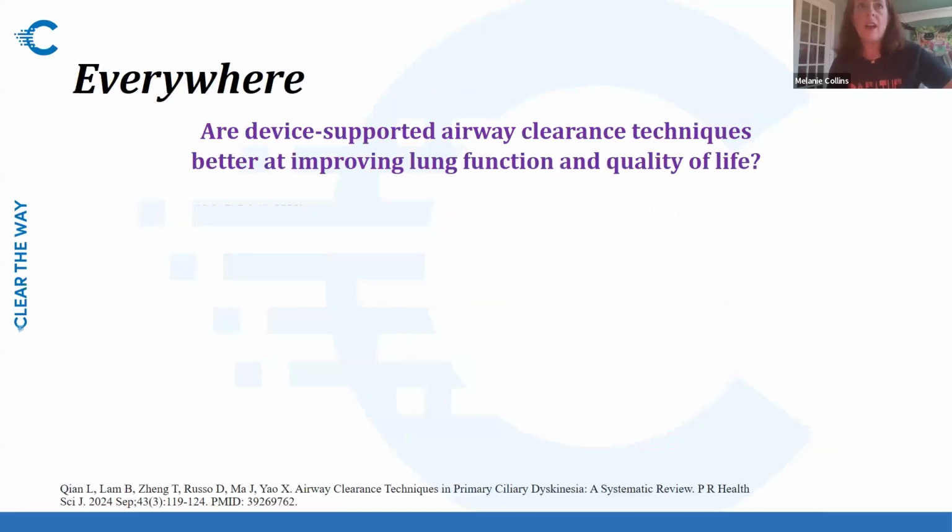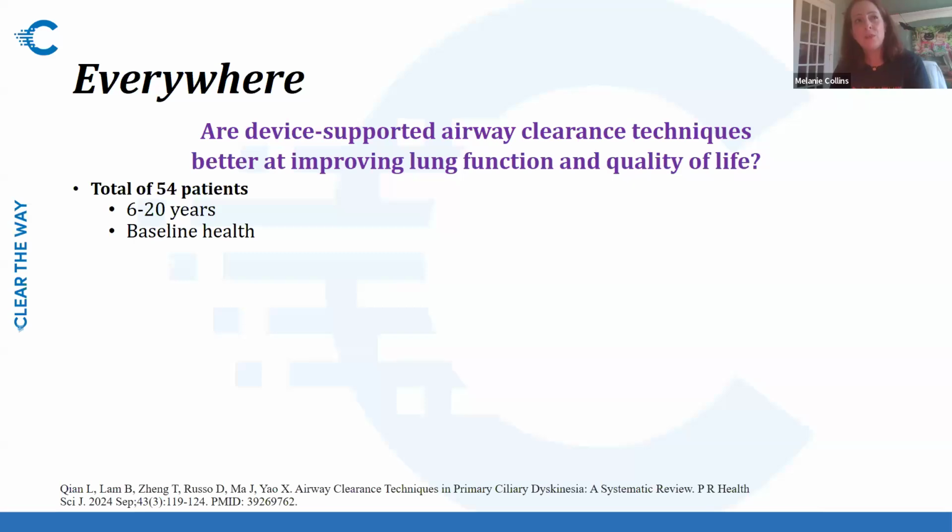The next paper looked at, are device-supported airway clearance techniques better at improving lung function and quality of life? This is also a new study that was just released in September from the Puerto Rican Journal of Health. They looked at a total of 54 patients by combining 2 papers. They had originally found 389 papers, but when they looked closer, they weren't really looking at PCD.